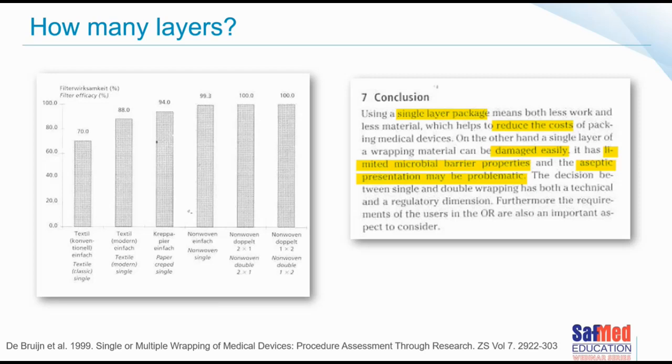And ultimately, the decision between single and double wrapping needs to be both a technical decision, your local regulations, and your hospital standard operating procedures. And one needs to take into account what happens in the operating room. And those are the considerations you need to make. Then you need to do a risk assessment around that to make decisions on how you're going to package your devices.